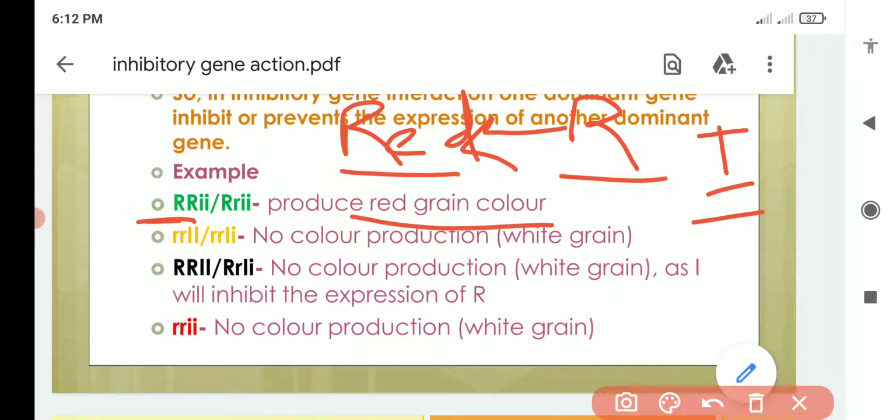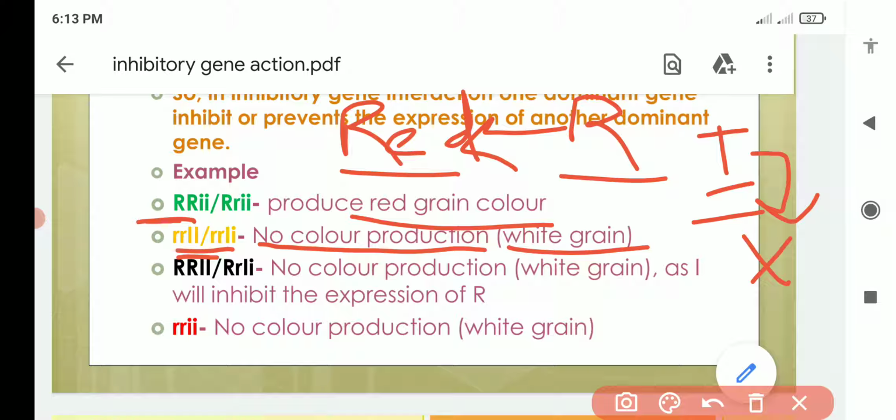When I is present alone, either in the homozygous state of capital I, or in the form of small r, capital I, small i, which is the heterozygous condition, it is not going to produce any phenotype. No color production will be there, as we have already said that the second gene will not produce any phenotype. So ultimately white grain production will be there.